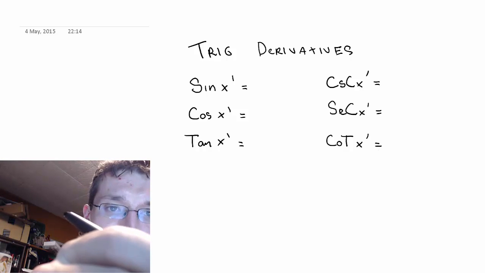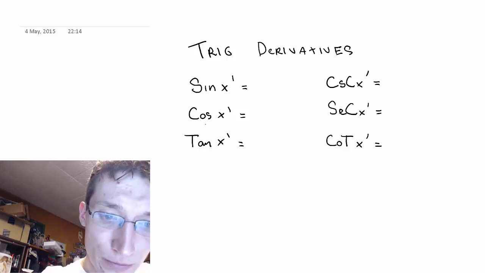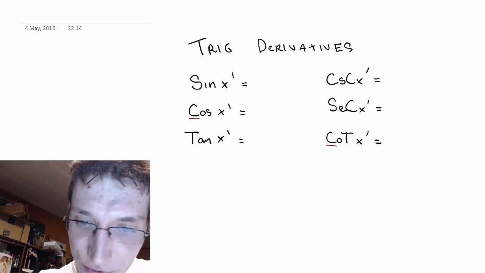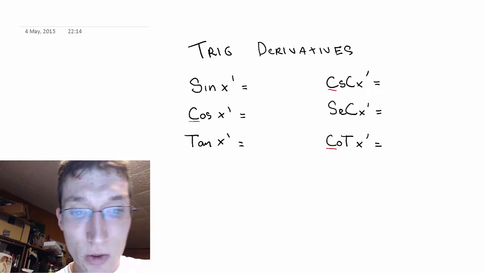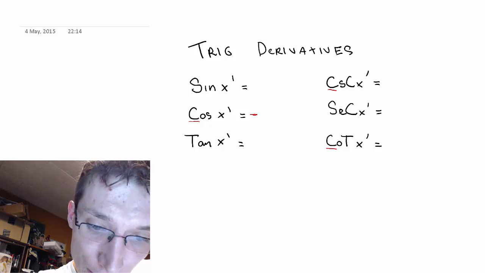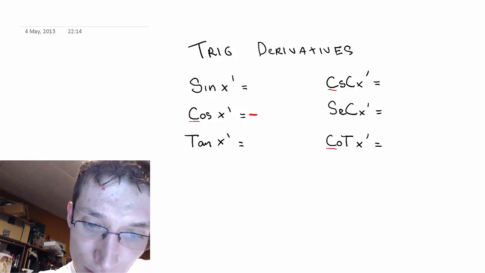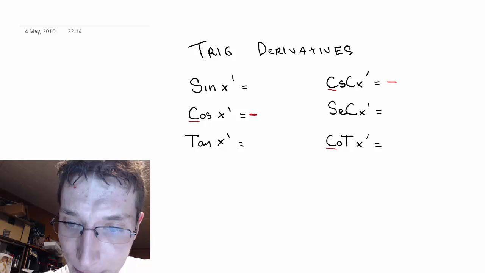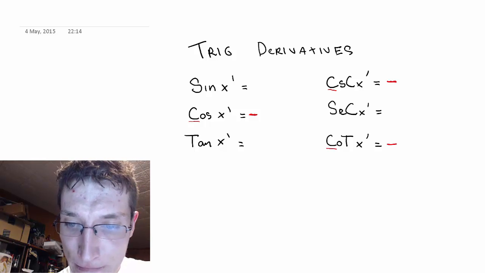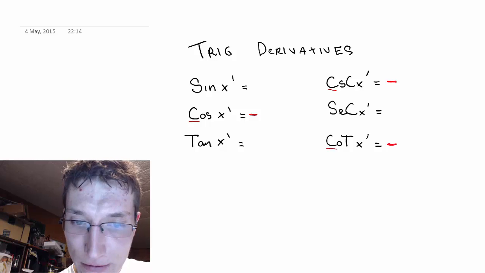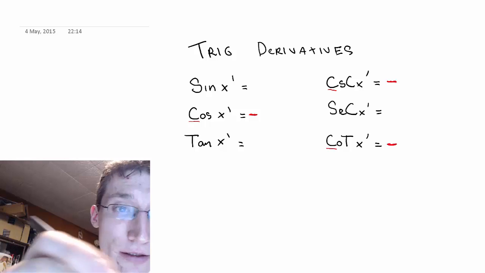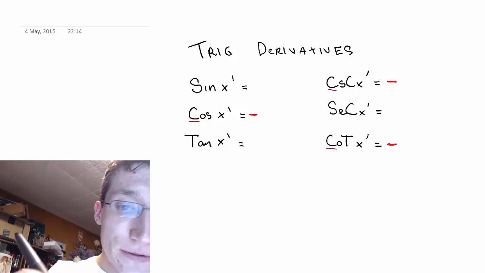As I'd like you to notice, cofunctions all start with C. Well, all of the cofunctions are actually going to get a negative sign. So we can put that in right away. Next, let's fill them in.